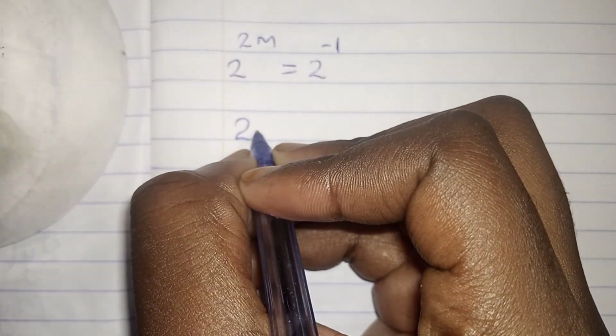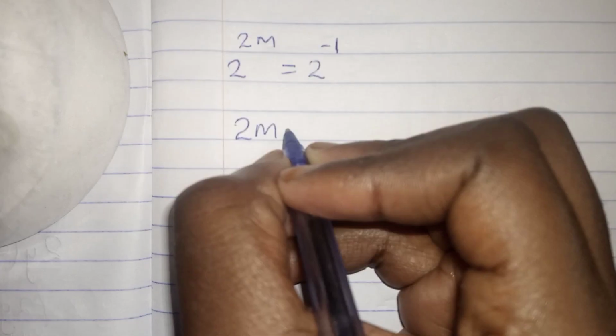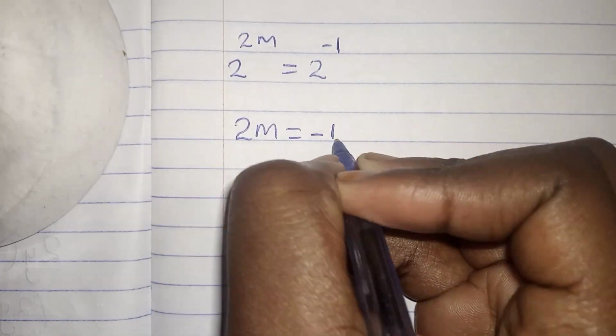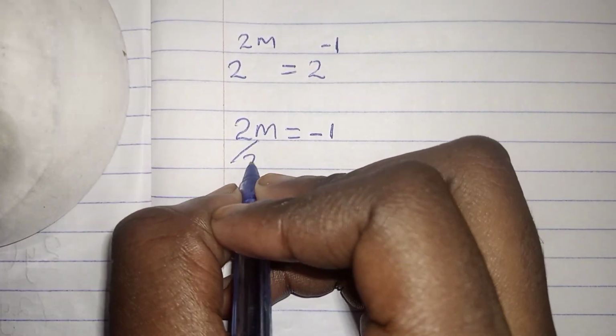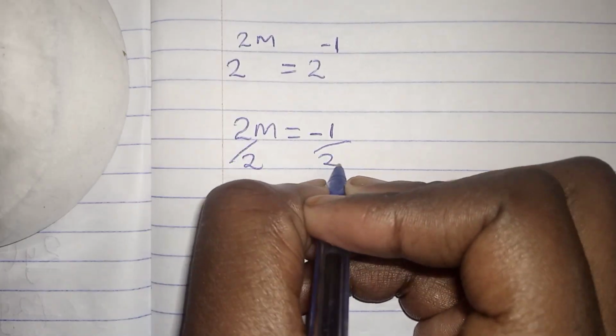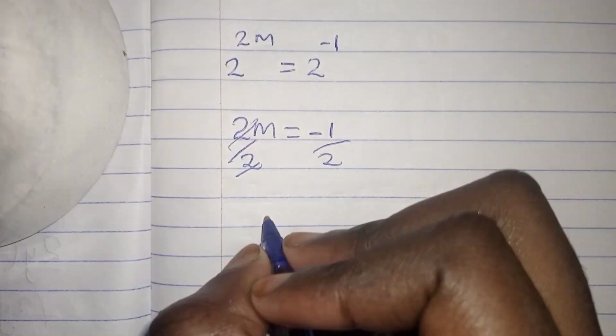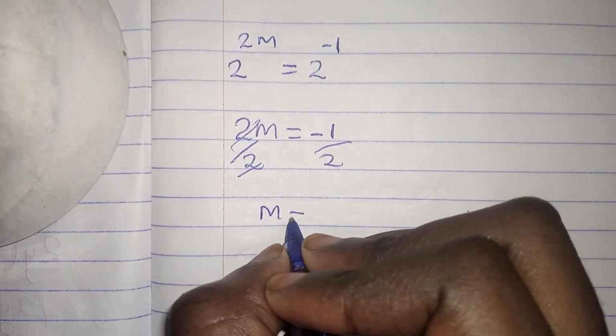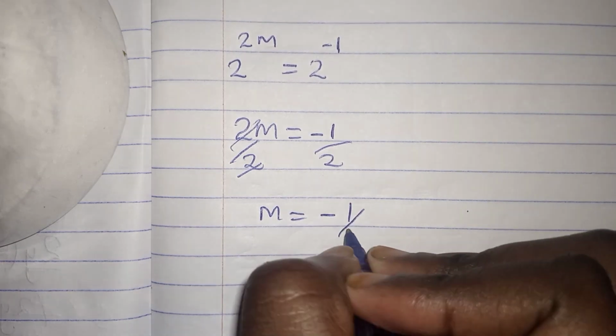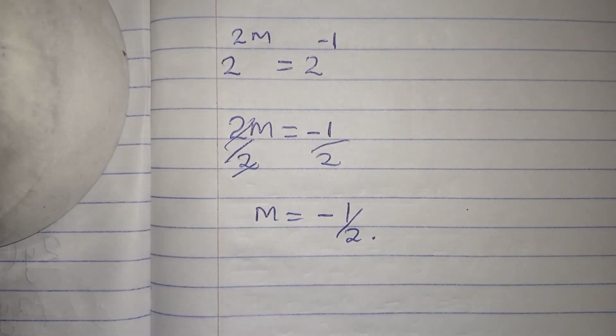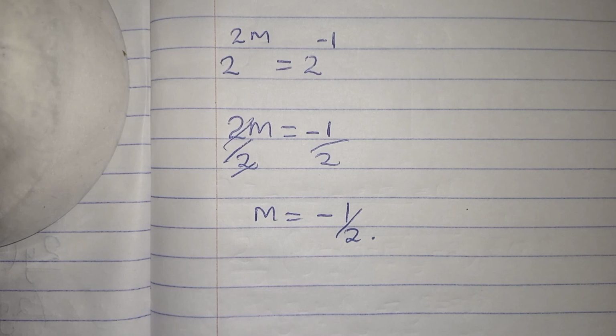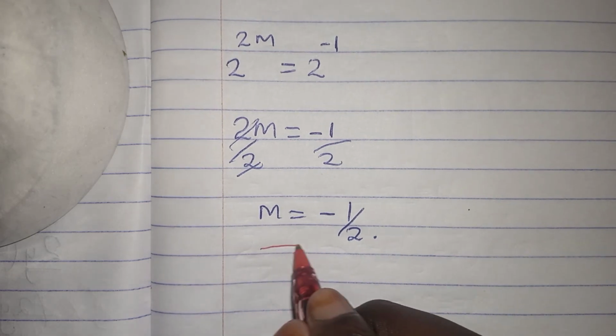So let us equate our exponents. 2m is equal to -1. To get the value of m, divide by 2 on both sides, and 2 will cancel. So m is equal to -1/2. So this is the first value of m. m is equal to -1/2.